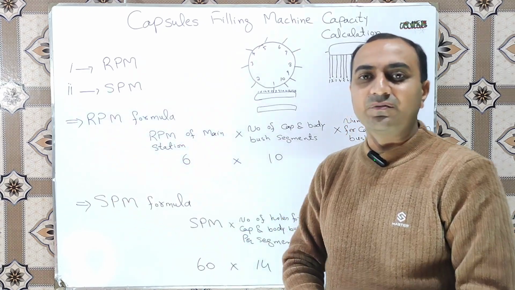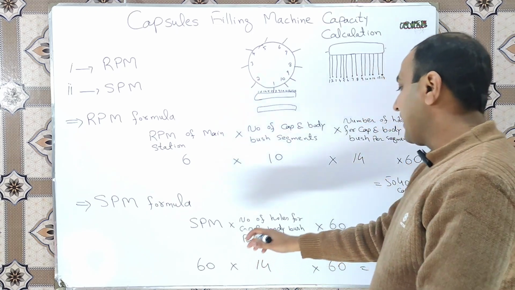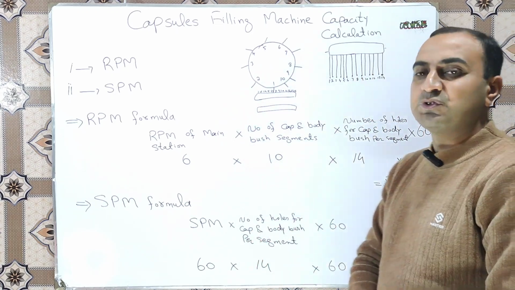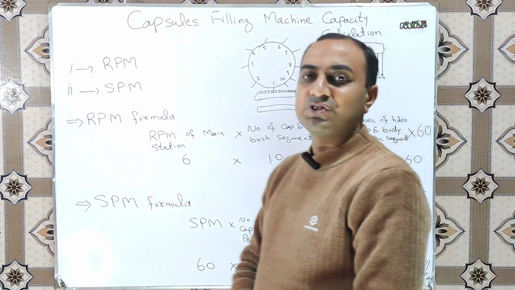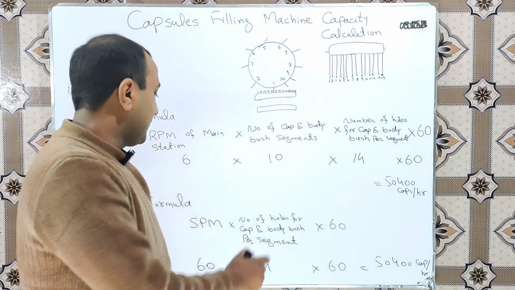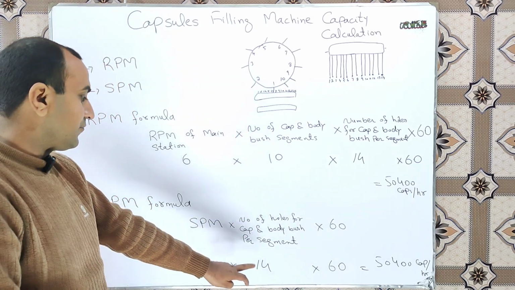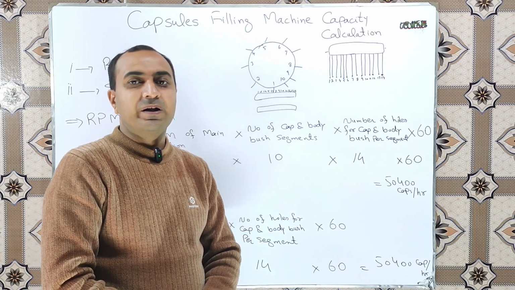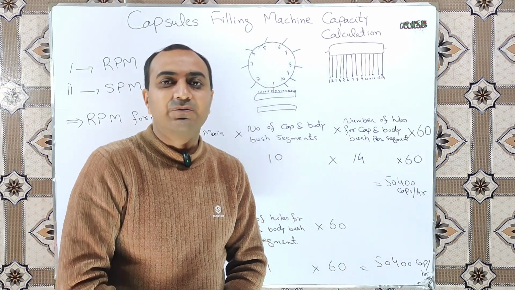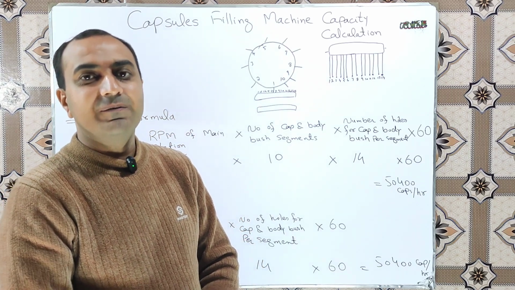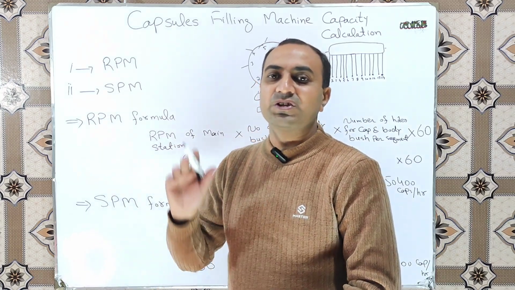For the SPM formula it is very simple. We simply need the SPM, meaning stroke per minute, and number of holes for cap and body bush per segment, multiplied by the 60. So suppose that our machine tamping pins stroke per minute are 60, number of holes for cap and body bush per segment are 14, and 60 is for per hour calculation. When we solve it, our answer will be 50,400 capsules per hour.